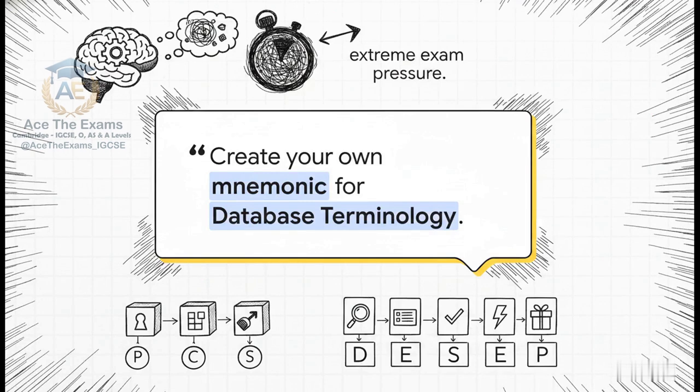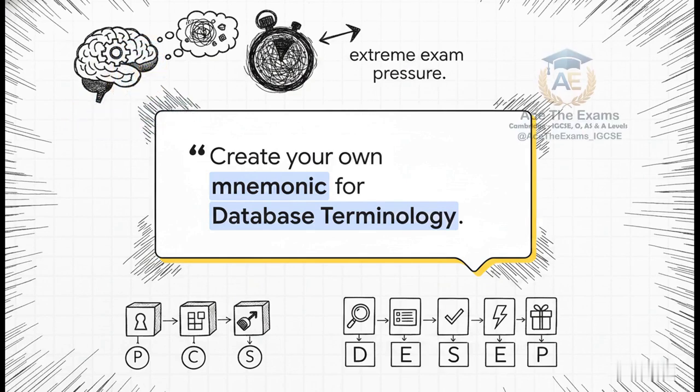So how on earth do we lock all of this complex theory, all these frameworks, into our heads under extreme exam pressure? Well, here is a really powerful memory hack straight from our subject specialists. Create your own mnemonic for database terminology using the first letters of key terms. Take primary, candidate, and secondary, PCS.